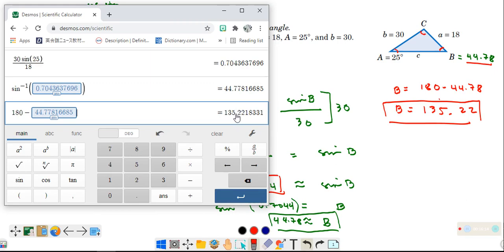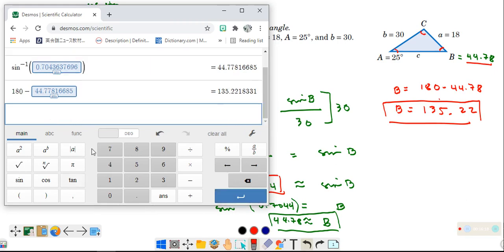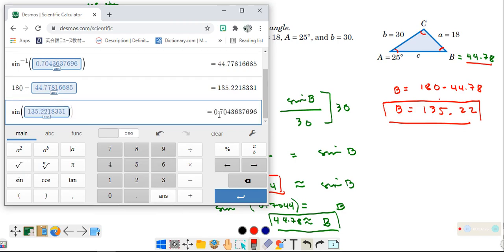the sine of 135.221. Okay? So, lipat tayo dito sa kabila. We have sine of this answer, 135.221. Ayun. Babalik ka sa 0.7044. So, dalawa sila na pwedeng maging value ni B.